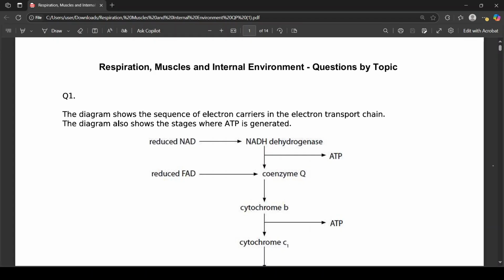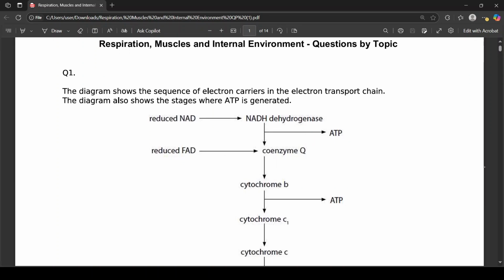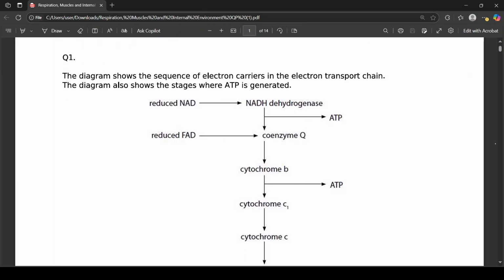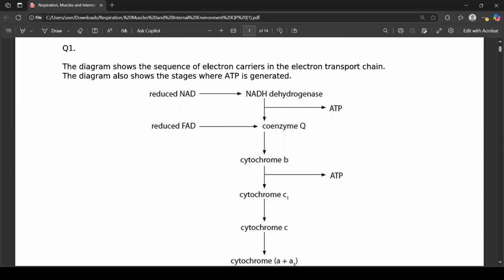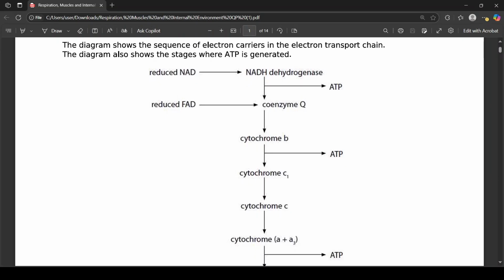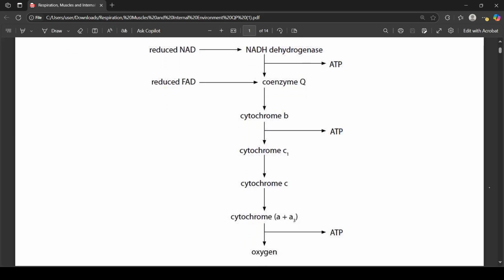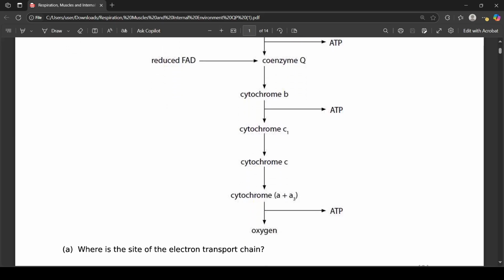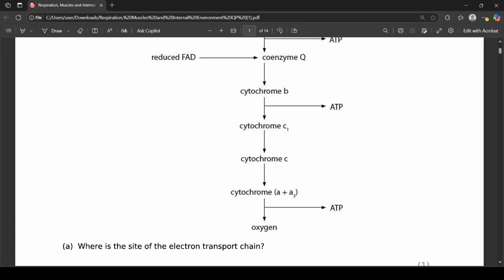Then we have the cytochrome B, which accepts hydrogen from coenzyme Q, and this donates the proton to cytochrome C1. This produces 1 ATP, and then cytochrome C1 gives protons to cytochrome C, and so on. The electron transport chain carries on further, and our last electron acceptor is oxygen. Okay, oxygen, and this produces a final ATP. So in this total cycle, we get 3 packets of ATP.